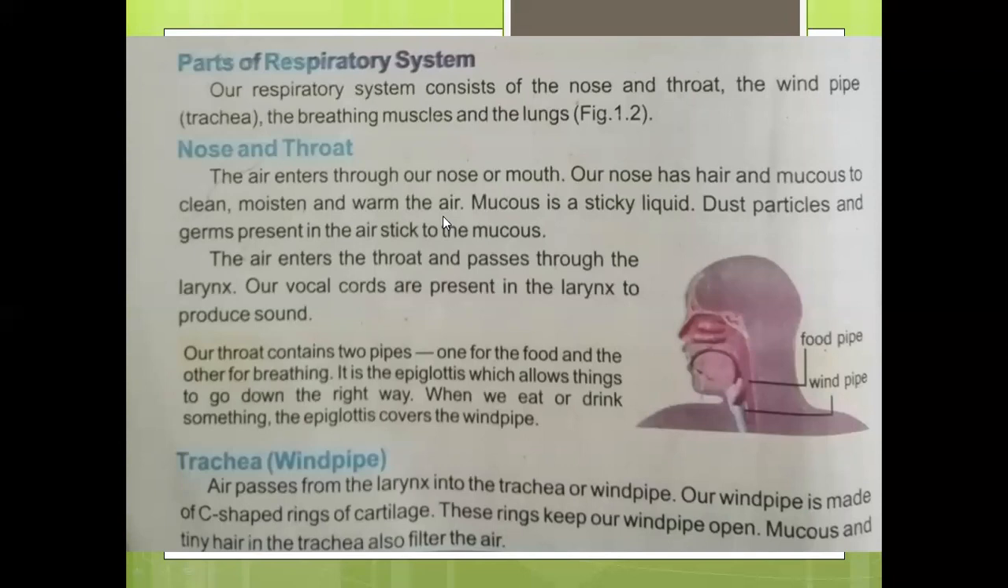So they do not move further inside our throat. The air enters the throat and passes through the larynx. Our vocal cords are also present in the larynx. In the larynx, the epiglottis is present and also the vocal cords. The vocal cords are two folds which produce sound.